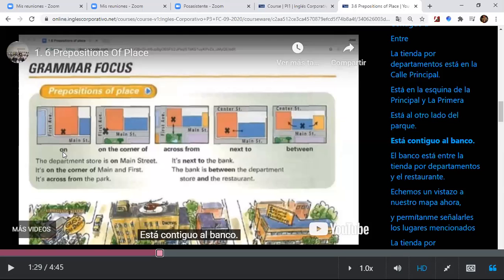Across from means that there is a building on the other side of the street, right? Quiere decir que in front of, en frente de, hay otro edificio, otro lugar. Entonces, cruzando la calle, across from, está el lugar que nosotros queremos, right? Hay que cruzarse la calle. Across from. Next to means a la par de.